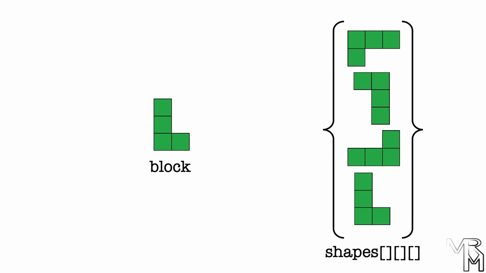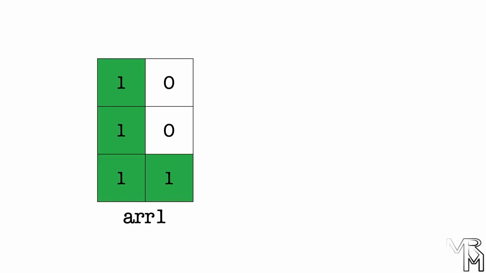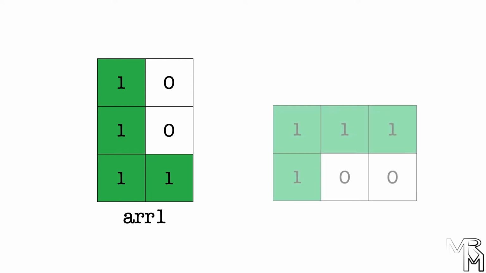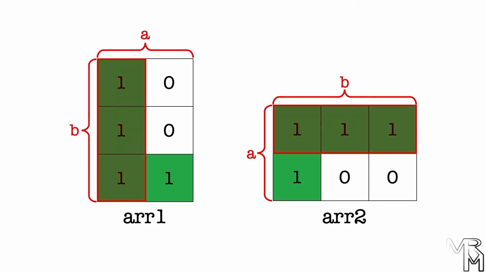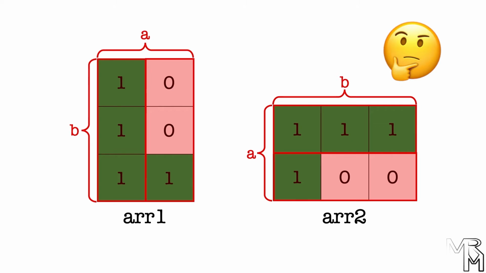Now how do we rotate the initial shape array? A 90-degree rotated version of the array R1 is the array R2, which has the number of rows equal to the number of columns in the R1 array, and the number of columns equal to the number of rows in the R1 array. Also, each row in the R2 array is a column in the R1 array. But how do we do this in code?